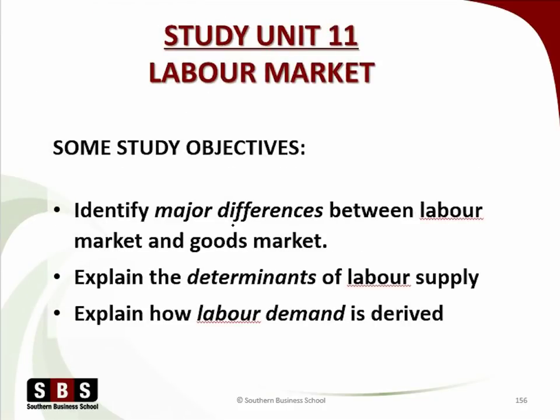So in terms of this study unit, you need to know the study objectives. That's all you need to know, is to identify major differences between the labor market and the goods market. One is labor, like you work at SBS, and the other one is goods sold at a shop or a market. And then explain the determinants of labor supply, and explain how labor demand is derived.